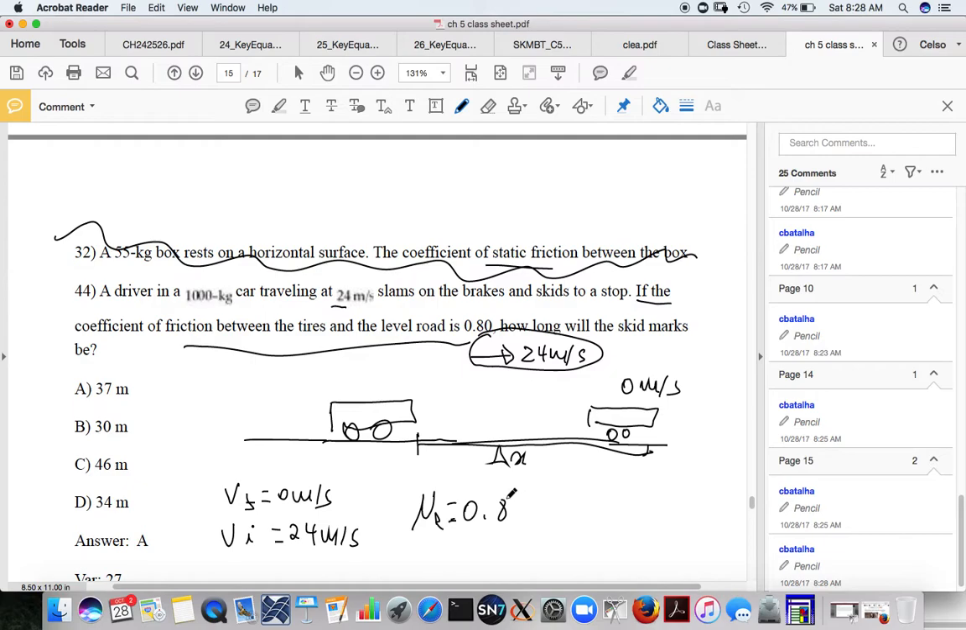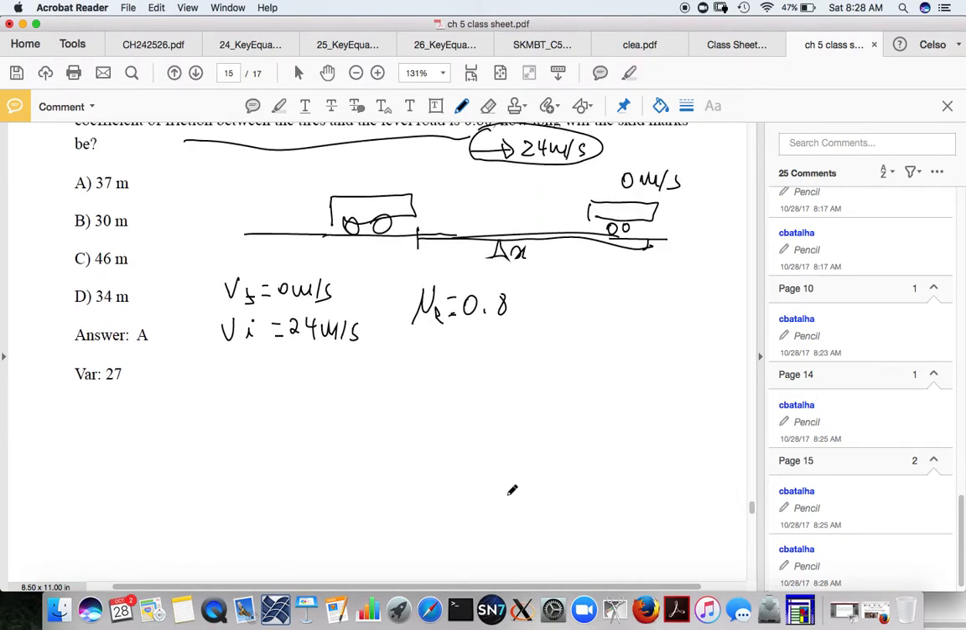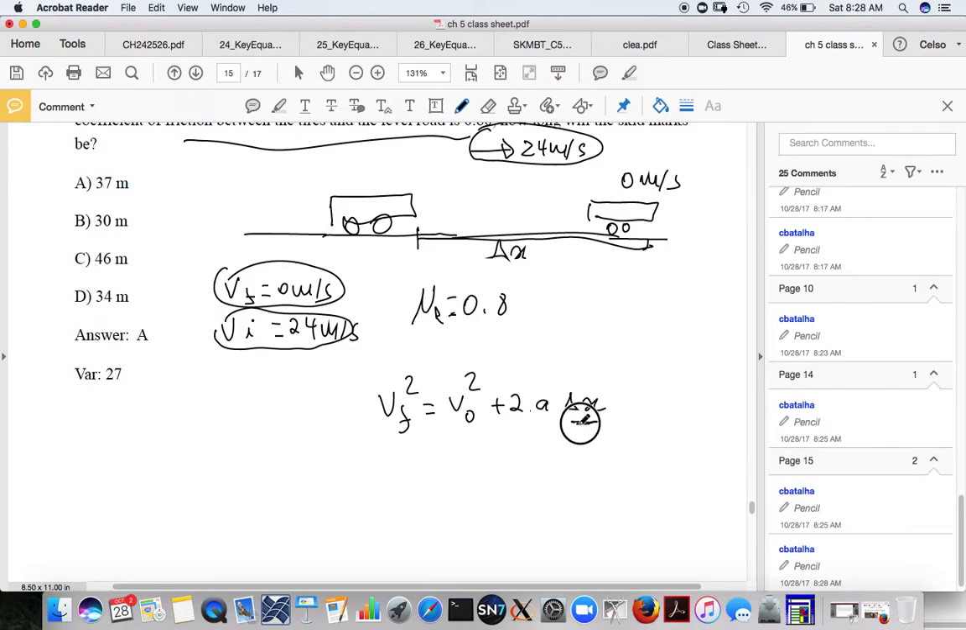So we want to find del x. So we can use kinematics for that, right? Final velocity square equals initial velocity square plus 2 acceleration del x. We have final velocity, we have initial, and we want to find this, but we don't have acceleration.